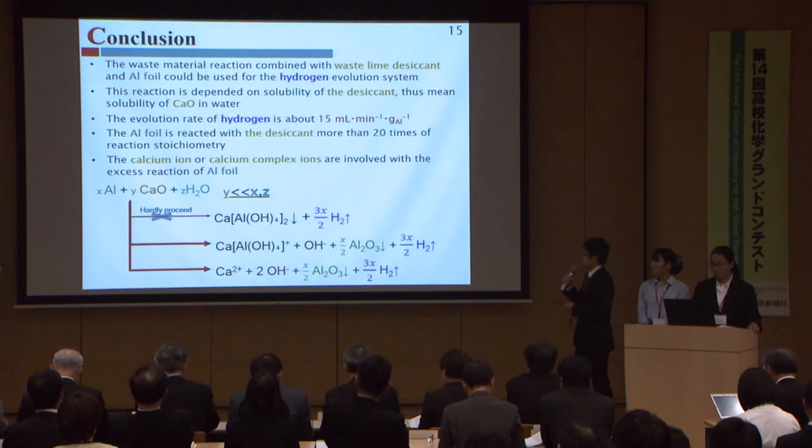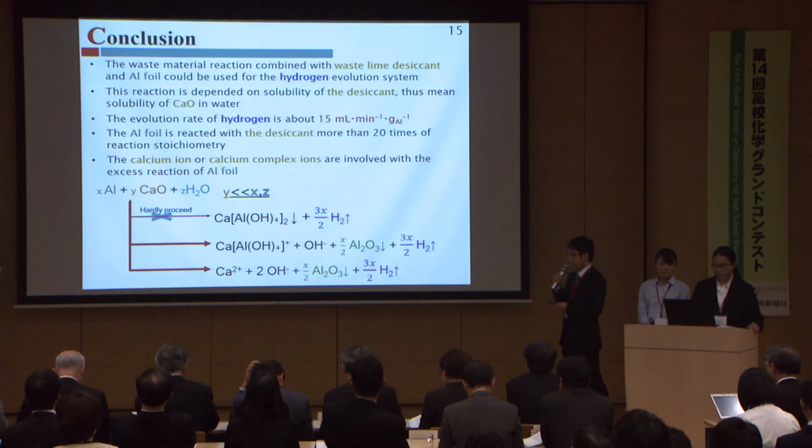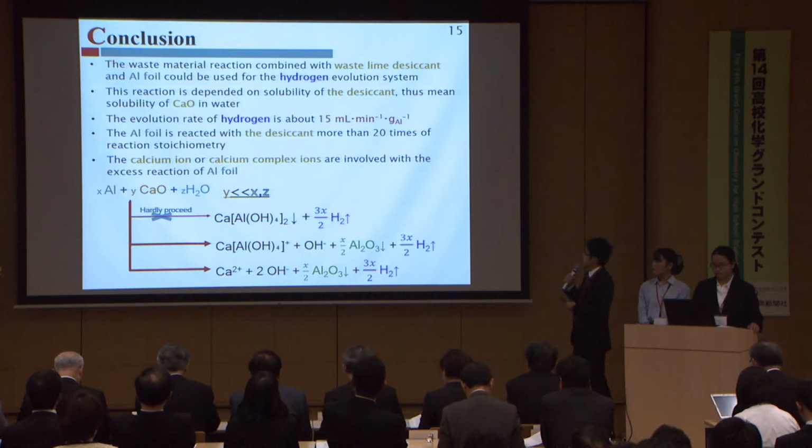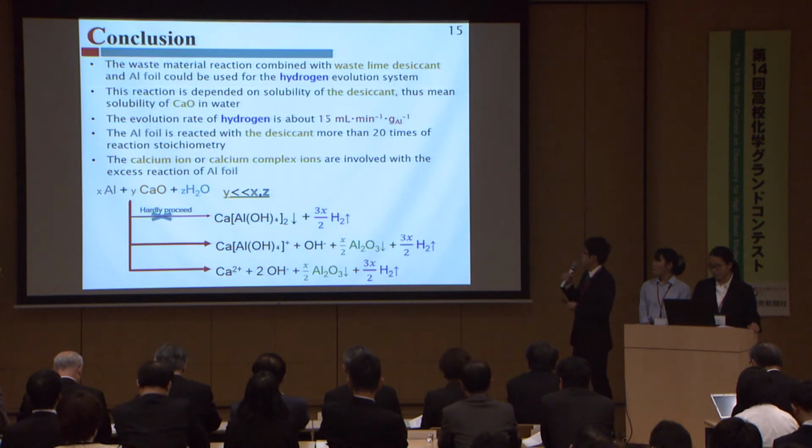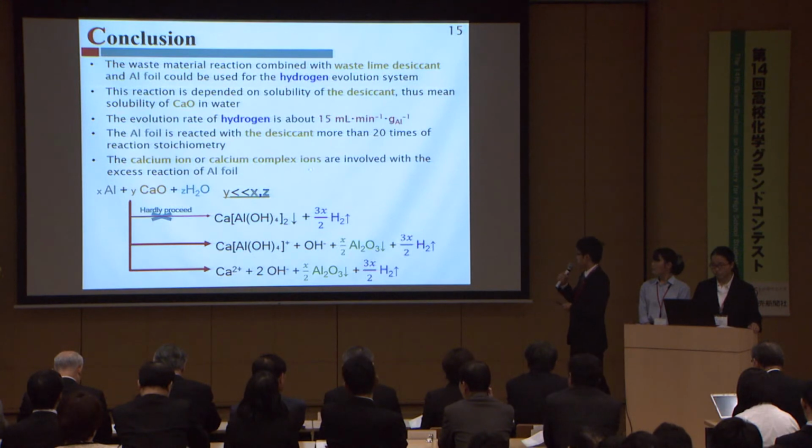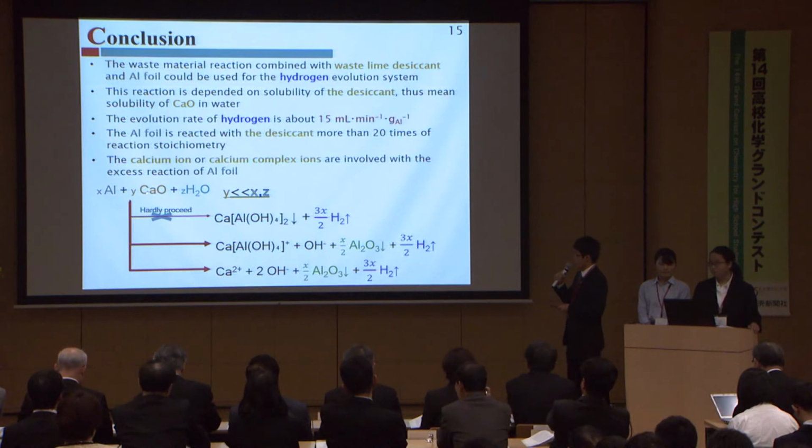In conclusion of our research, we found that the waste material reaction combined with waste lime desiccant and aluminum foil could be used for a hydrogen evolution system. This reaction depends on the solubility of the desiccant, that means the solubility of CaO in water. The evolution rate of hydrogen is about 15 ml per minute per gram Al. The Al foil is reactive with the desiccant more than 20 times the reaction stoichiometry. The calcium ions or calcium complex ions are involved in the excess reaction of aluminum foil. This reaction scheme is like this.